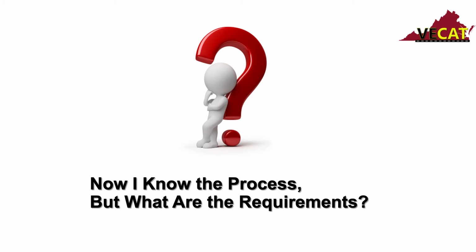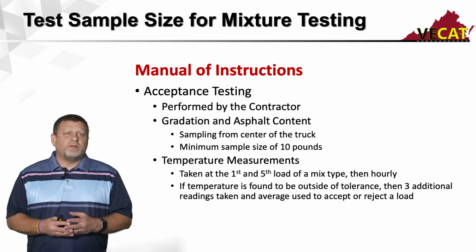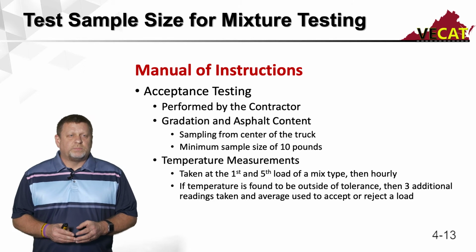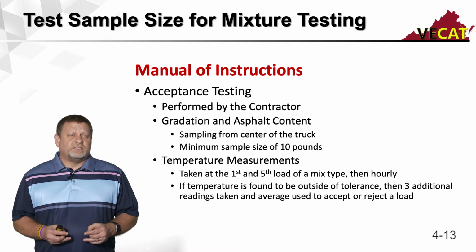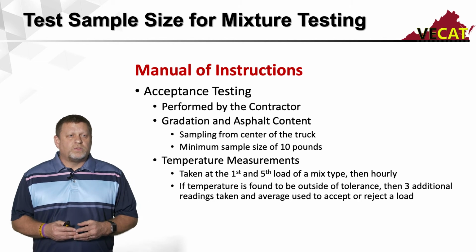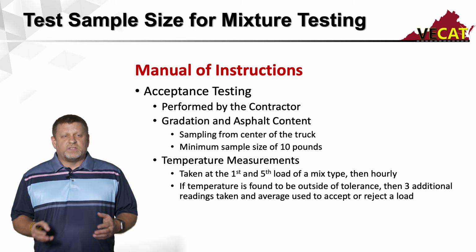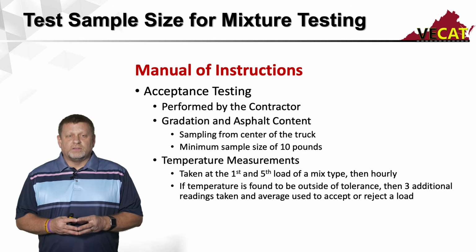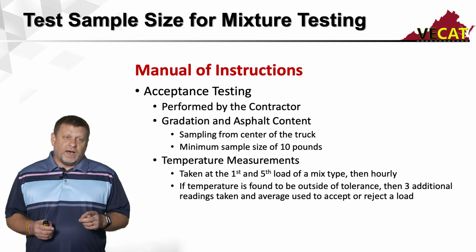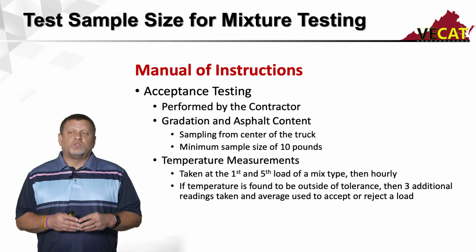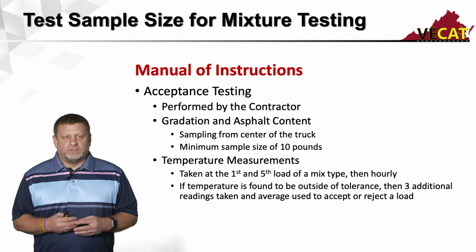Now I know the process, but what are the requirements? Let's talk a little bit about what we do here with our samples. According to the Manual of Instructions, acceptance testing is performed by the contractor. Acceptance testing starts out with the gradation and the asphalt content. As we've discussed and saw videos on, this sampling is always taken from the center of the truckload, and when you're doing just an asphalt content and gradation, you need a minimum of 10 pounds. But remember, if you're going to split this with VDOT, you would need to obtain a 20-pound sample, do the quartering or some sort of splitting method so that you each net a 10-pound sample.